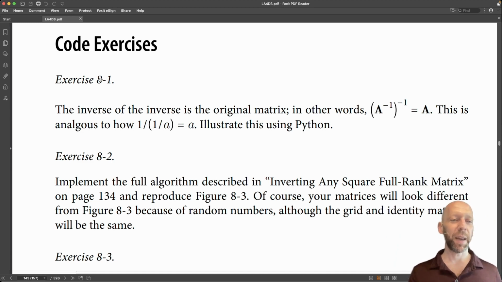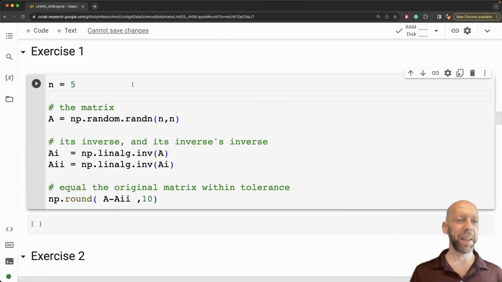Okay, so this exercise is conceptually important, but pretty straightforward to implement in code. We just want to create an invertible matrix, invert it, and then invert the inverse. And here you see that in code.